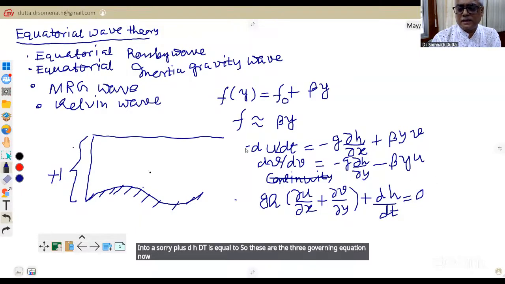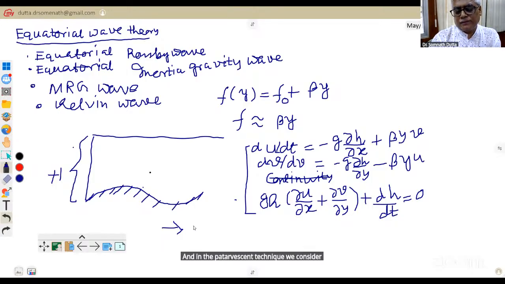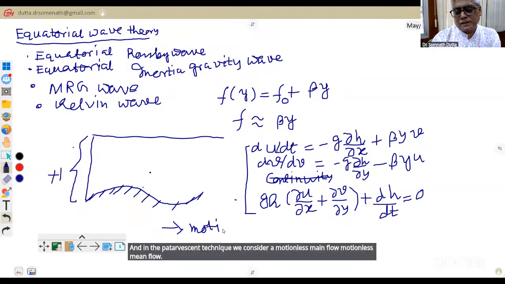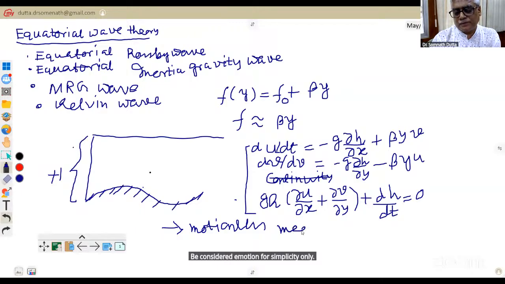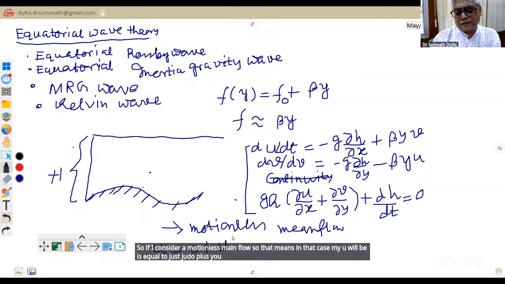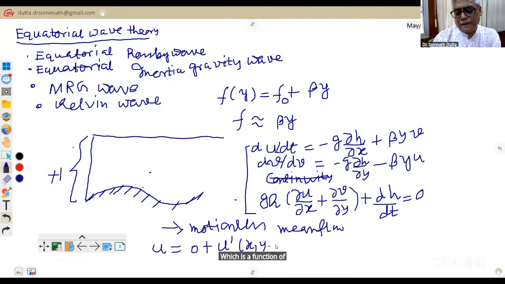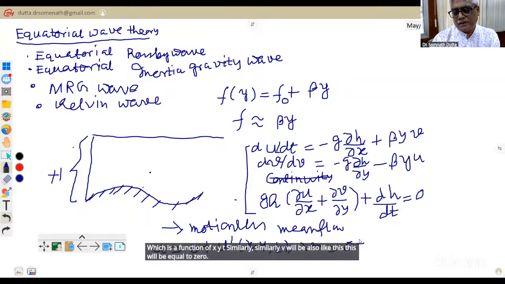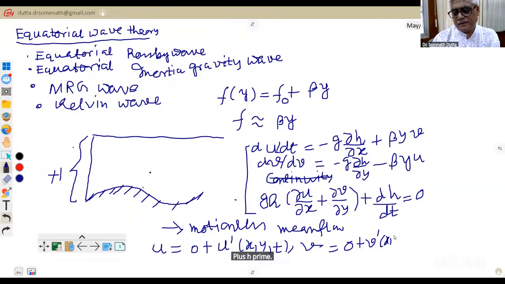Now these three equations are linearized using the perturbation technique. And in the perturbation technique, we consider a motionless mean flow, for simplicity only. So if I consider a motionless mean flow, then my u will be equal to 0 plus u prime, that is perturbation only, which is a function of x, y, t. Similarly, v will be equal to 0 plus v prime, function of x, y, t, and this small h will be equal to a mean height plus some perturbation.